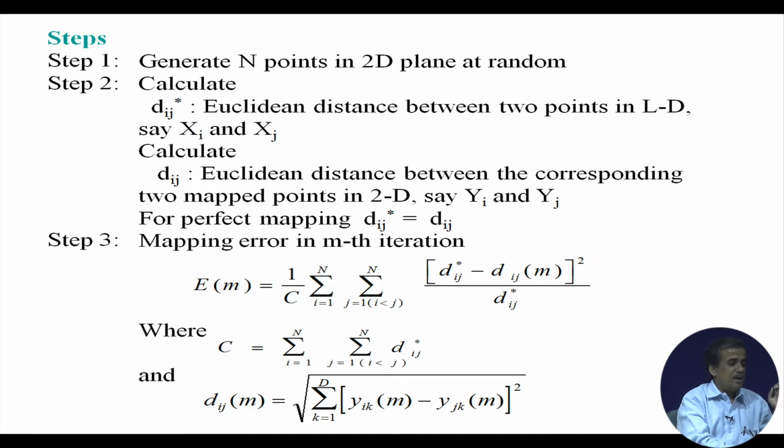And this particular C is, where C is, summation i equals 1 to n, summation j equals 1 to n, i less than j, Dij star. So, what is this particular C? Now, let me take one example. Supposing that I have got say 5 data points.